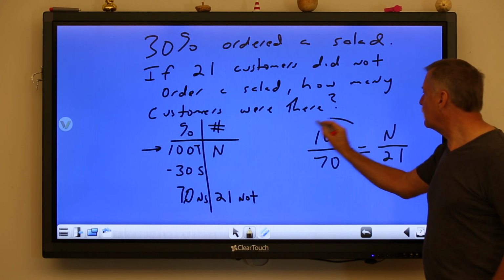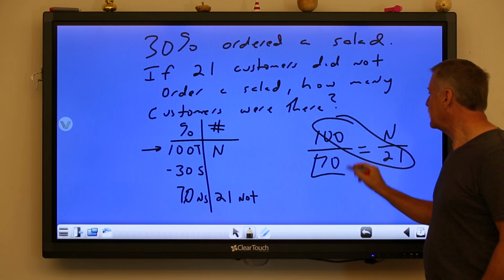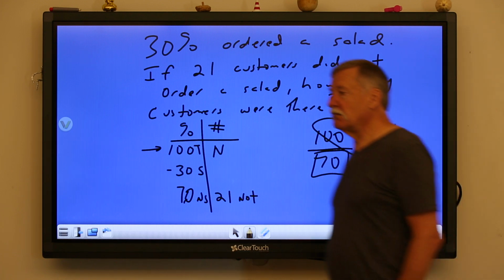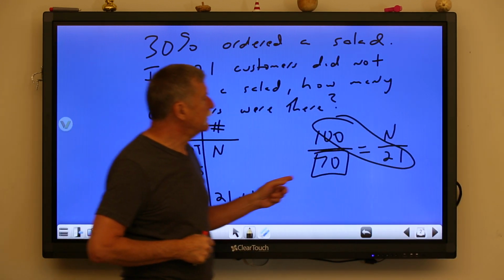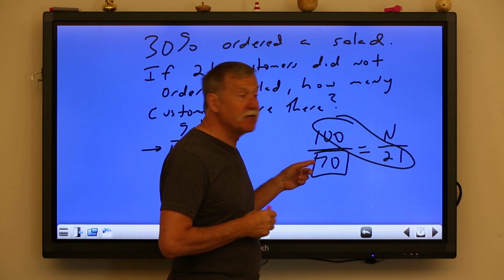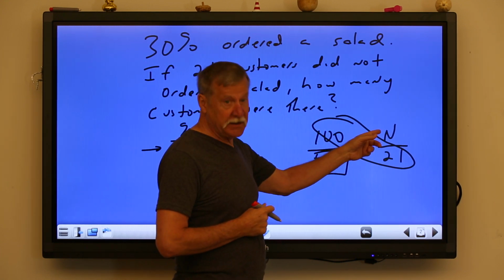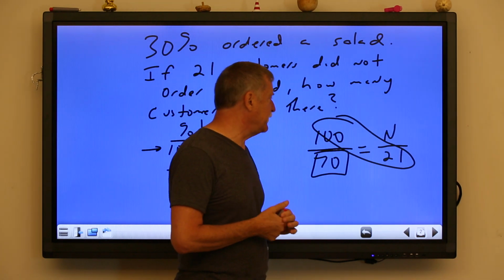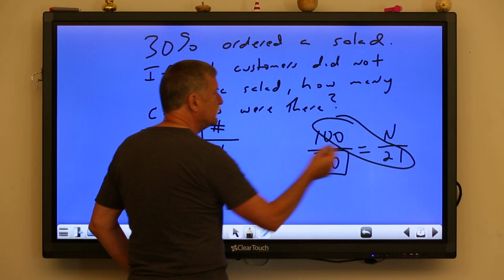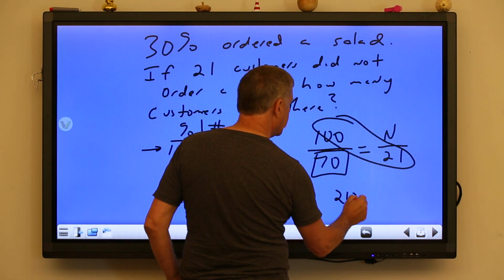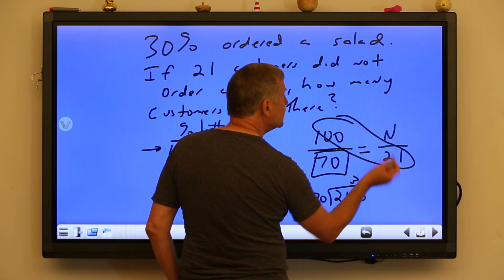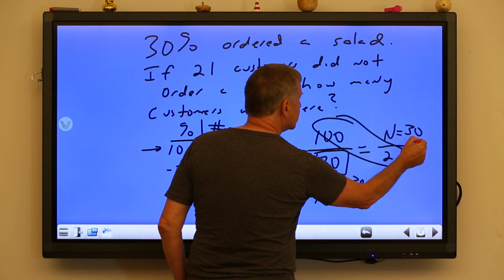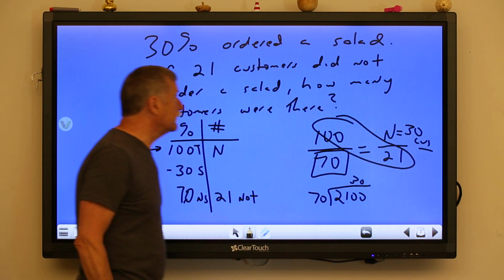And now it's simply a matter of 100 times 21 divided by 70, and we should get a number that is more than 21, right? Because here the top number is bigger than the bottom number, so to be in proportion, this top number better be bigger than that. And so if I do 21 times 100, that's 2100, and I divide that by 70, I get 30, so 30 customers all together.